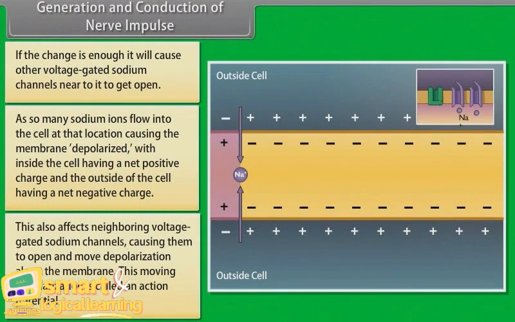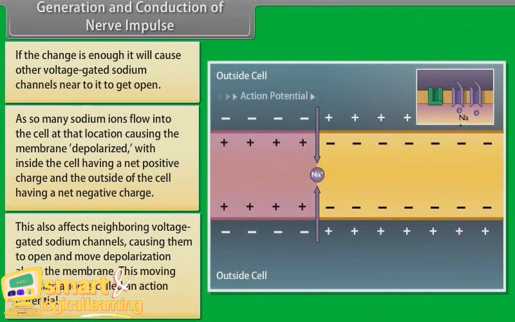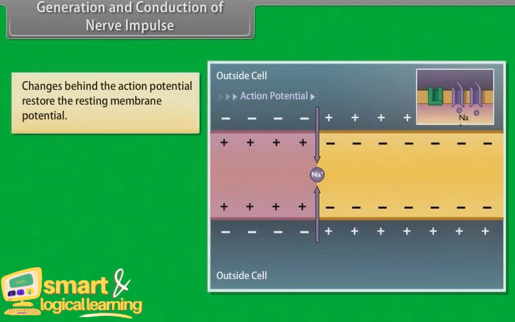This also affects neighboring voltage-gated sodium channels, causing them to open and move depolarization along the membrane. This moving depolarization is called an action potential. Changes behind the action potential restore the resting membrane potential.